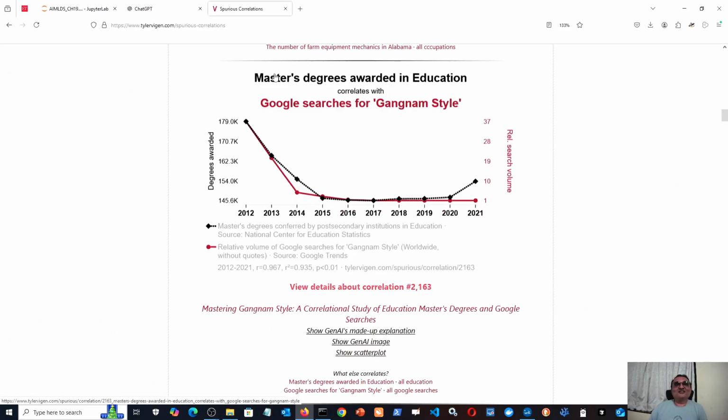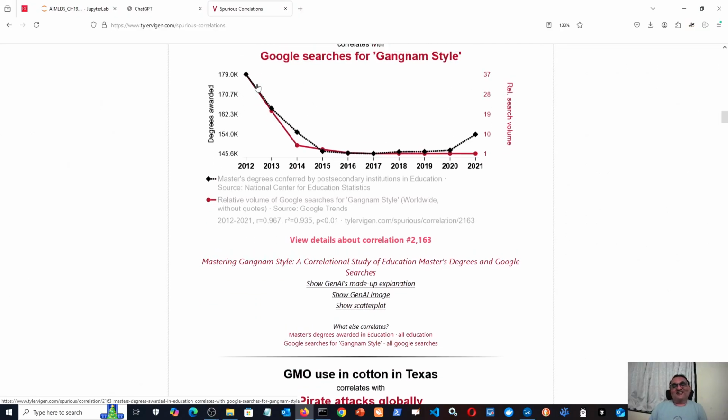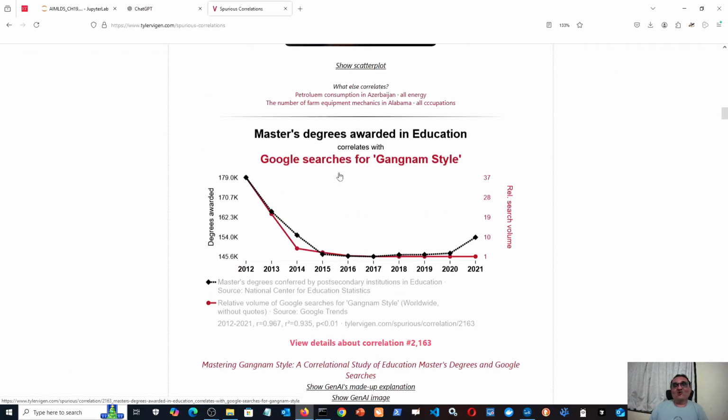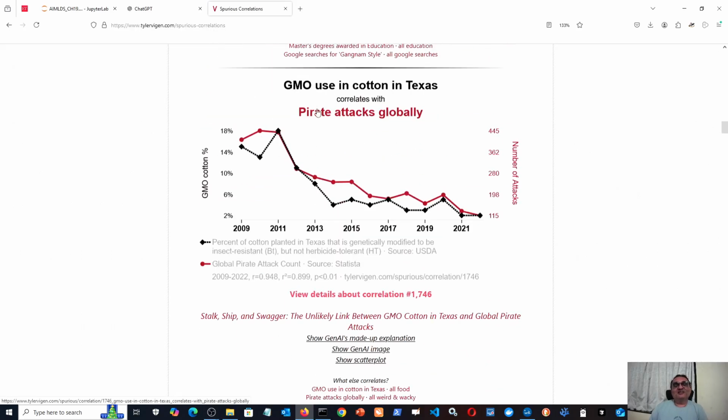Another very strange one is master's degrees awarded in education and Google searches for Gangnam Style. Gangnam Style was a dance video that became very popular on YouTube. If you plot the Google searches over 2012, 13, 14 in red, and master's degrees awarded in education in black, they strangely fit each other almost perfectly. Does that mean the Gangnam Style dance is related to education, or that it is the cause of more master's degrees being awarded? No. Similarly, GMO cotton, genetically modified seeds, in Texas correlates with pyrotechnics globally.